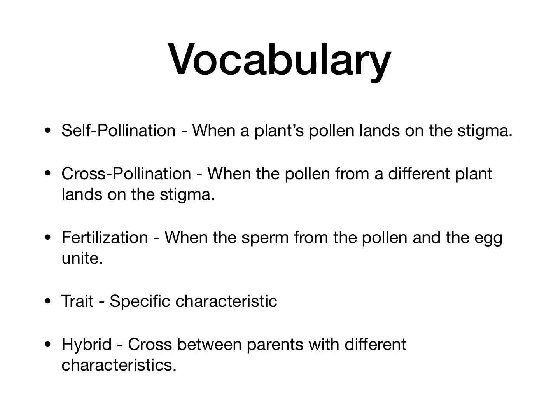A trait is a specific characteristic. This is not a new term. So flower color is a trait. Hybrid means we're crossing parents that have different characteristics. So we're crossing a pea plant that makes purple flowers with a pea plant that makes white flowers. That's a hybrid.